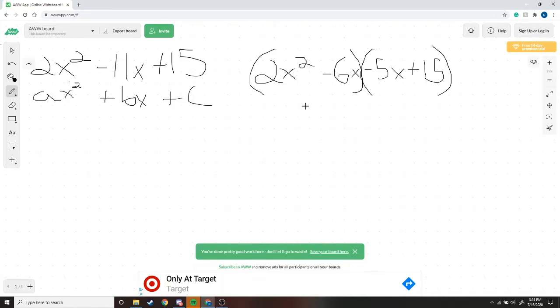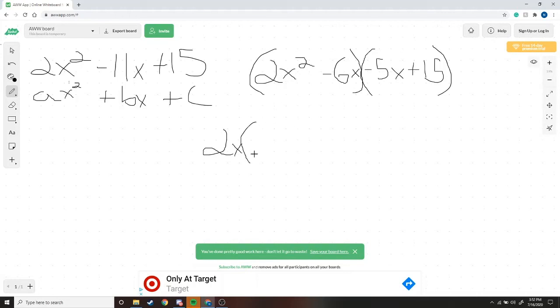After you've grouped the first two and the last two numbers, we're going to start pulling out greatest common factors between the two segments. Starting off with the first segment, we're going to find the greatest common factor between 2x squared and minus 6x. We can see that 2 is found as a multiple in both 2 and minus 6. So we're going to pull out a 2. And here we can see that x is in both parts. So we're going to also pull out an x.